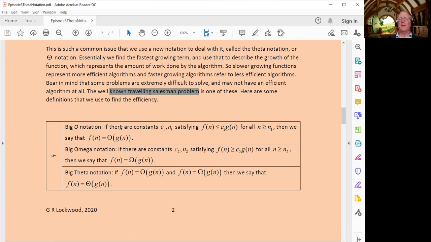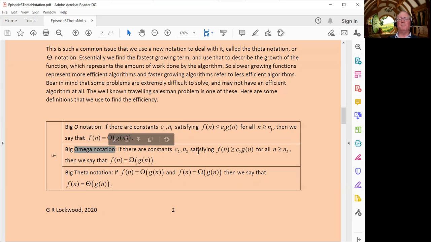So the big O notation: if we've got constants C1 and N1 satisfying f of n is less than or equal to C1 g of n, as long as n is bigger than N1, then we say that f of n is big O of g of n. So f of n is allowed to be bigger than C1 g of n a few times near the beginning for small n, but eventually we've got to reach a stage where forever after, f of n is actually less than or equal to C1 g of n.